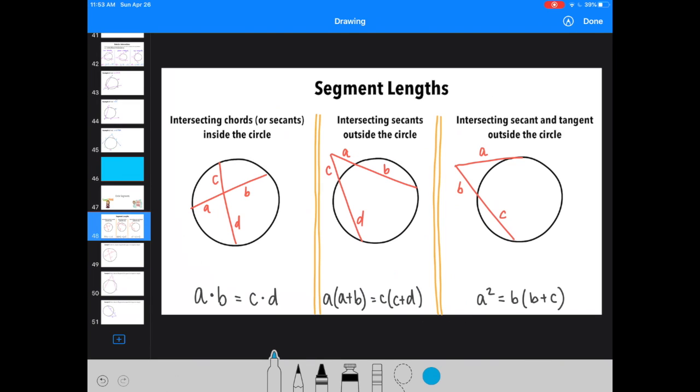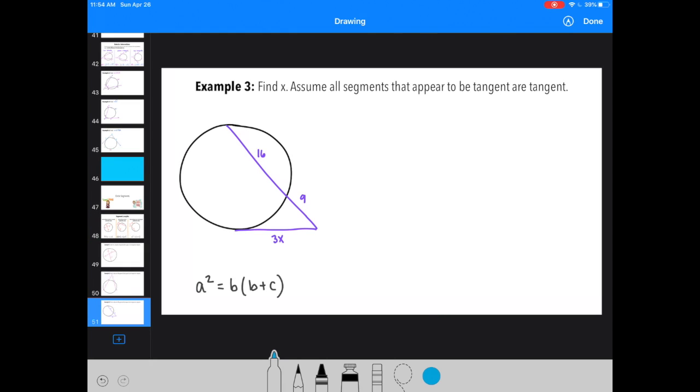All right, let's look at our last type. If I have an intersecting secant and a tangent outside of the circle, I'm going to take the tangent squared and set it equal to the outside portion of my secant multiplied by the whole secant, added together. So it's a little bit of a combo from that last type, except with my tangent, I square it. Let's look at an example.